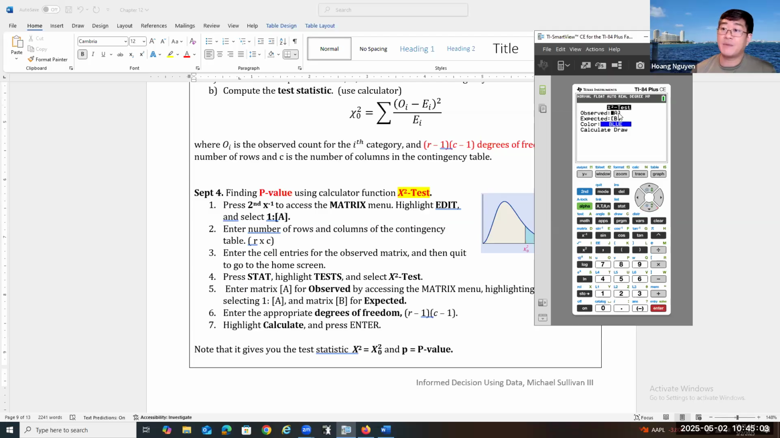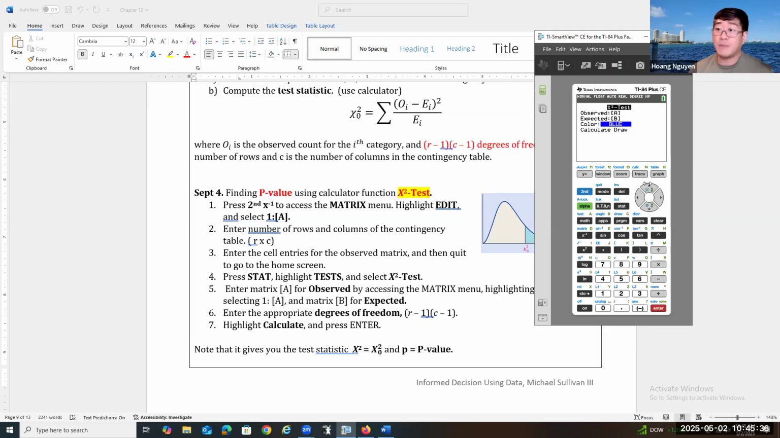Now the observed is gonna be the matrix A, right? So it already has the matrix A, so that's easy. And then the expected will be matrix B. So observed is gonna be matrix A, and then the expected is gonna be matrix B. You only need to input the observed. The expected matrix, the calculator will take care of that. After you run the shortcut or after you're using the program, the calculator will update the matrix B. So the only matrix that you have to input is matrix A.